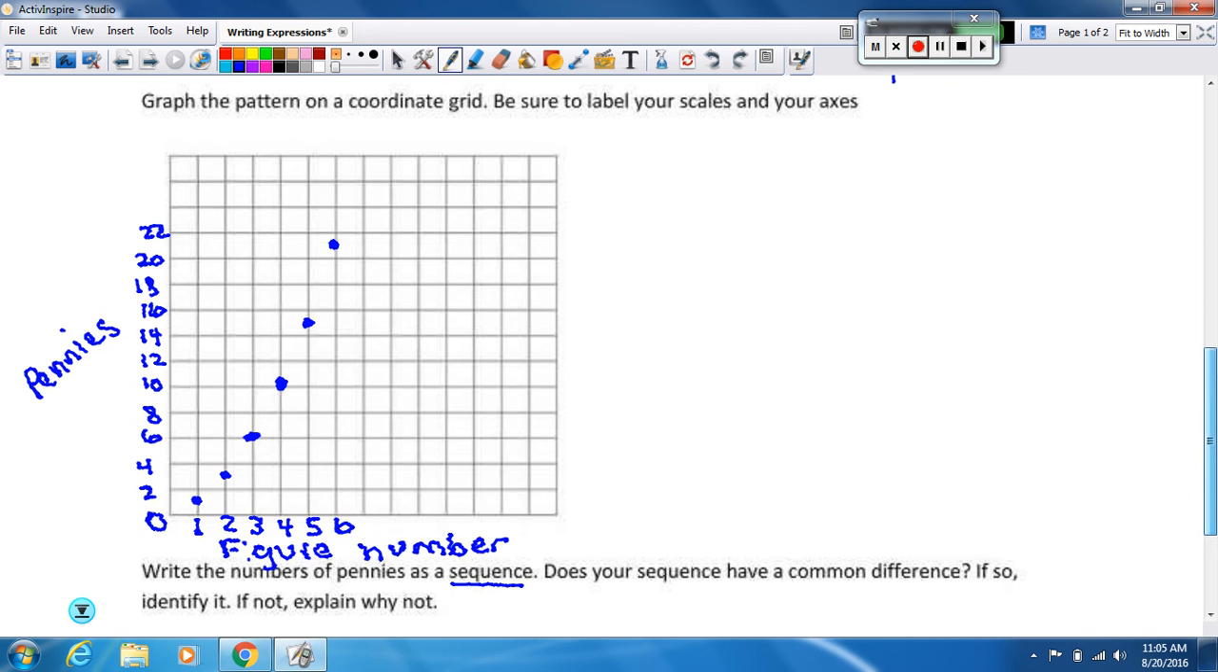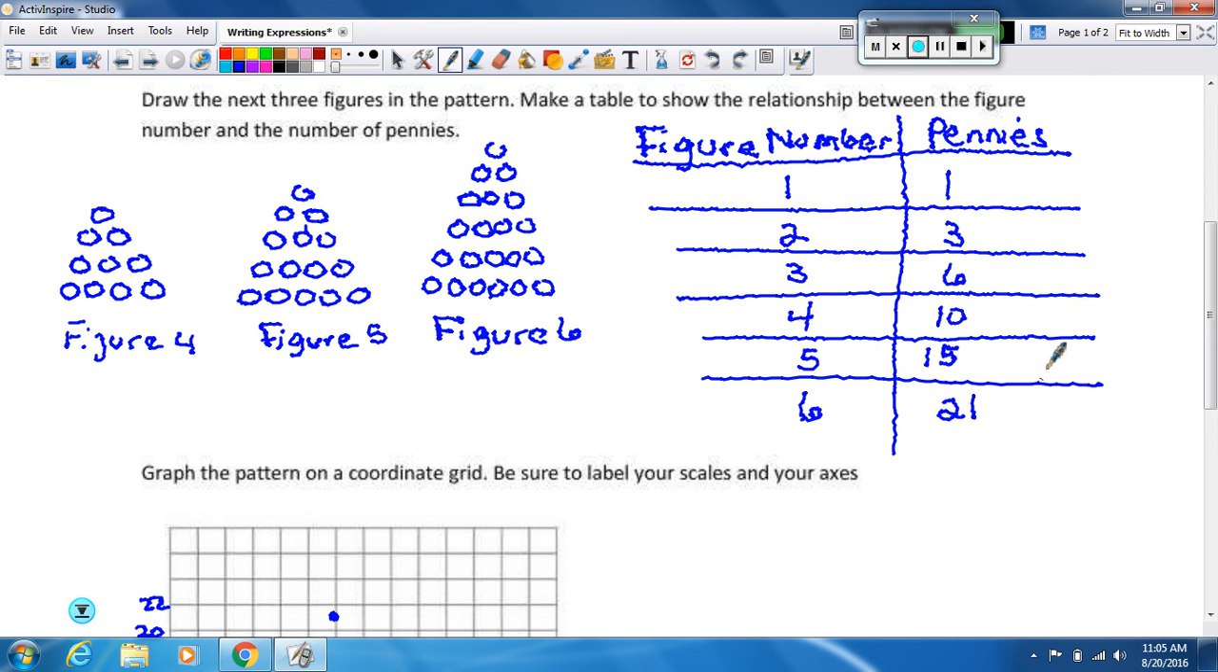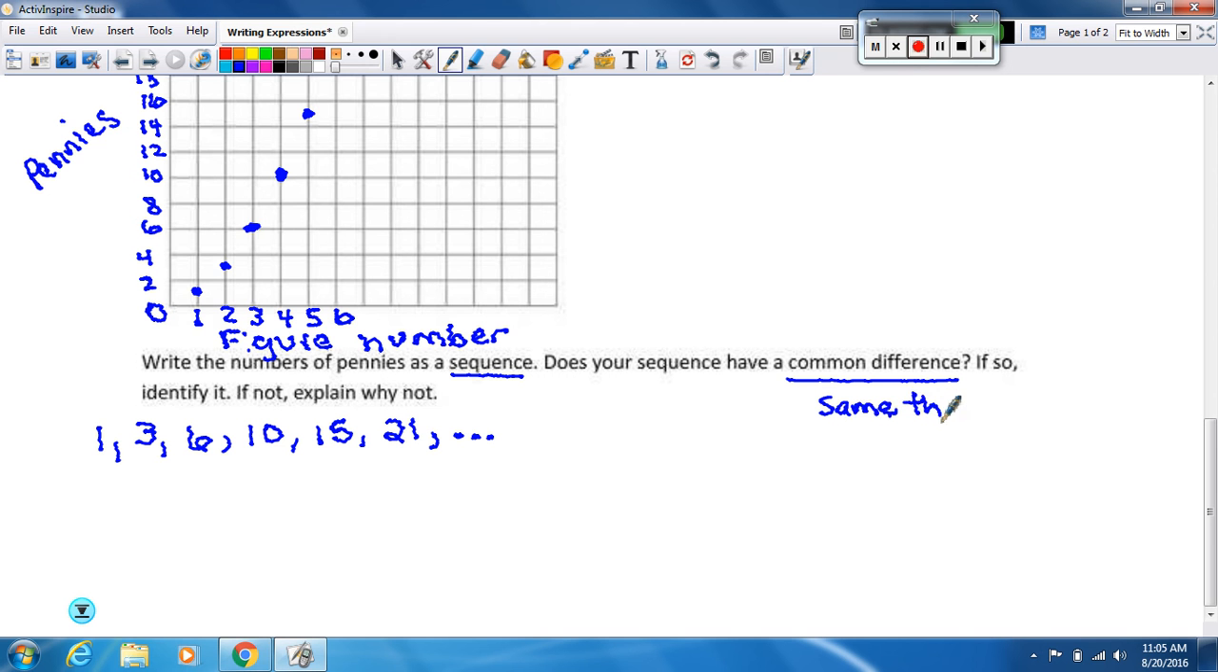So all you literally do is you look at your pennies and you take all of these numbers that are right here, 1, 3, 6, 10, 15, and 21, and you write them as a list of numbers, like this. 1, 3, 6, 10, 15, and 21. And it could continue, so you put dot, dot, dot. Does your sequence have a common difference? Common difference is the same thing added each time, or subtracted each time.